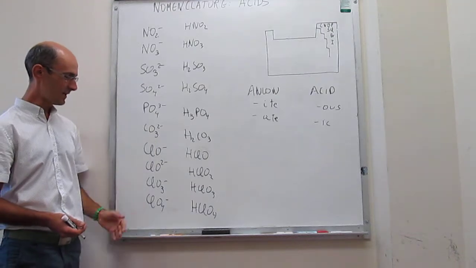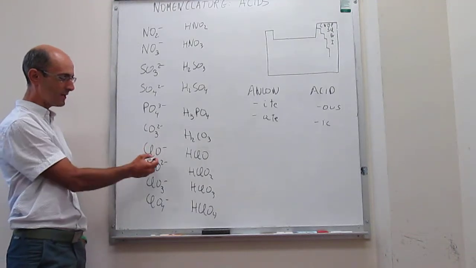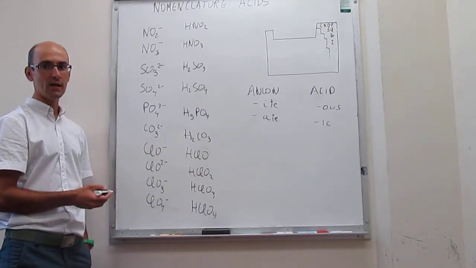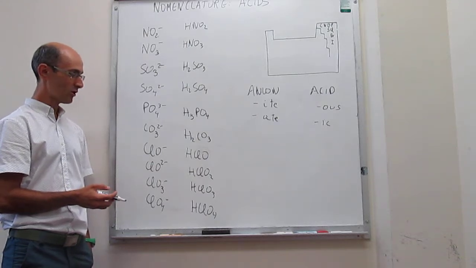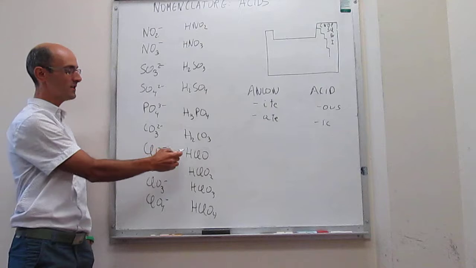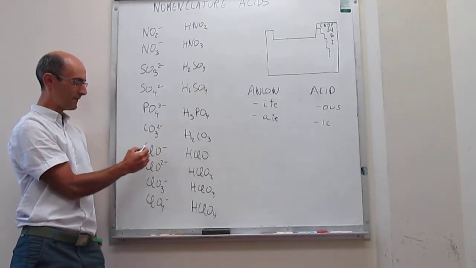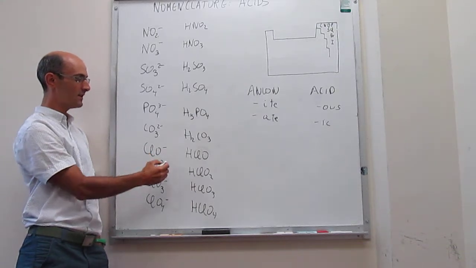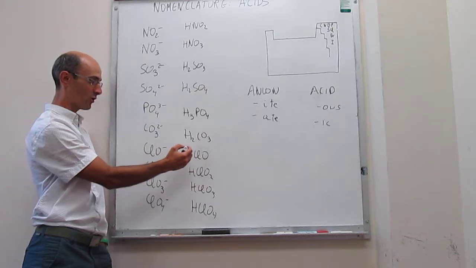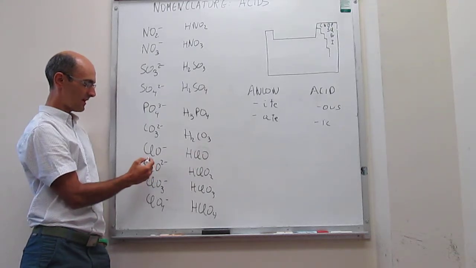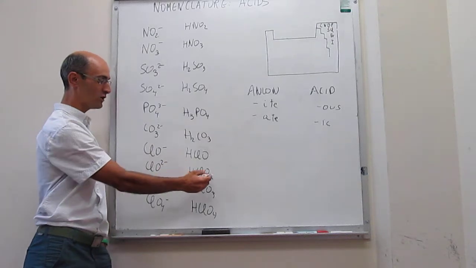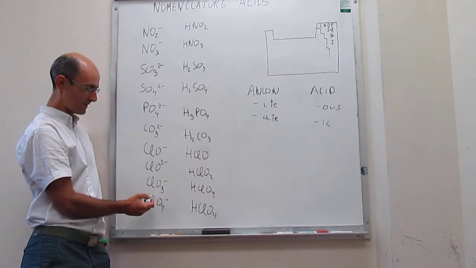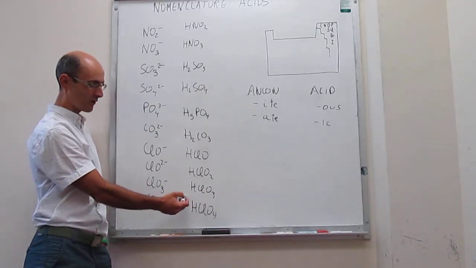And then these ones are very, very similar. The name of this anion is hypochlorite, so that is going to be hypochlorous acid. This is chlorite, so that is going to be chlorous acid. That is chlorate, so that is going to be chloric acid. And this is perchlorate, so that is going to be perchloric acid.